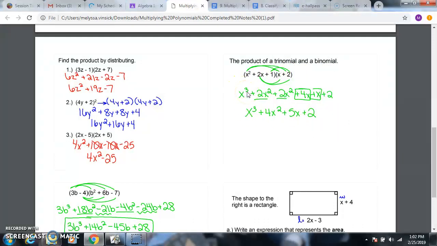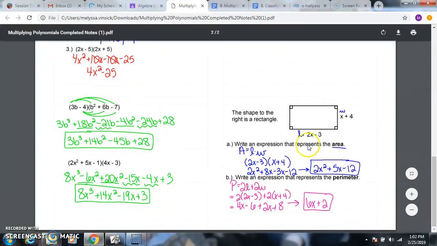Again, start with the highest power. So x to the third is my highest power. I'm going to write it first. Then I drop down to my x to the second. So I have a 2x squared plus another 2x squared is 4x squared. Combine our x to the first power: 4x plus 1x is a 5x. And then the 2 just carries down to your answer because it doesn't have any like terms.